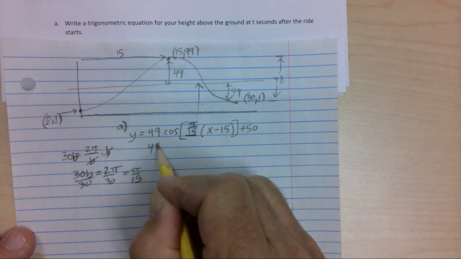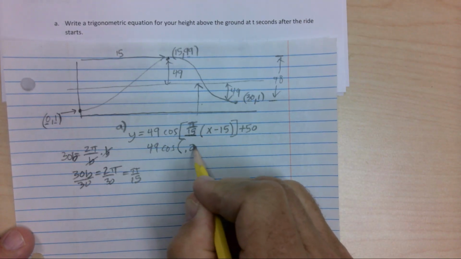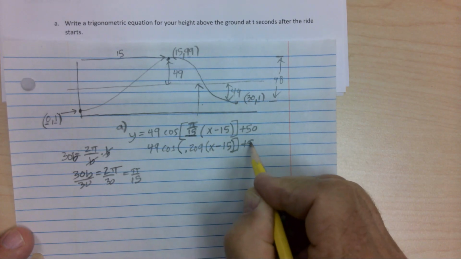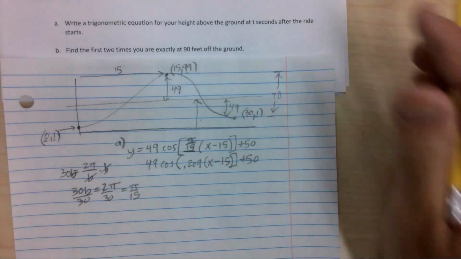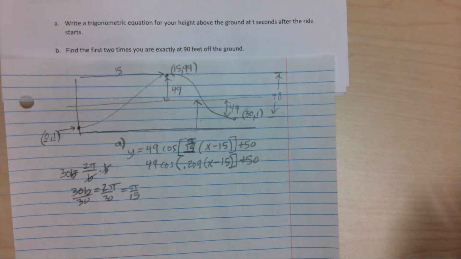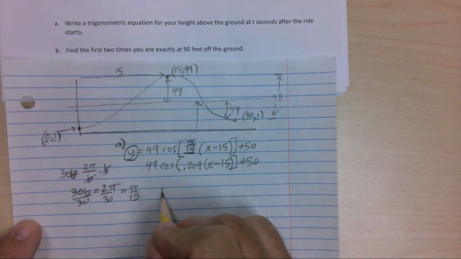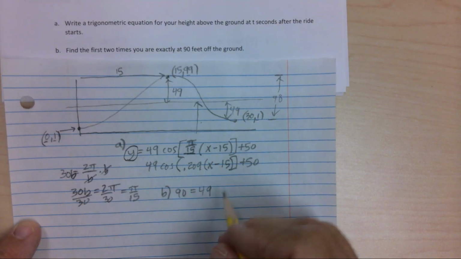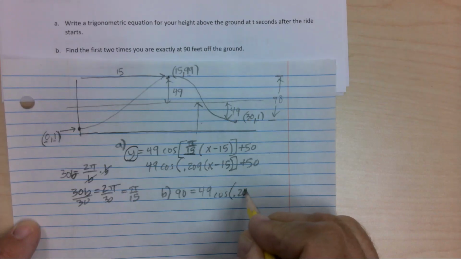The other thing I can do if I want is tweak this just a little bit. That is actually 0.209(x minus 15) plus 50. If you like that better, that's probably what I would end up doing. And now we can move on to the next question. It says, find the first 2 times you're exactly 90 feet above the ground. That means this is your height. So for part B, they're just saying let 90 be your height, and then solve for x. Now this gets a little tricky. I'm going to use this 0.209 here.